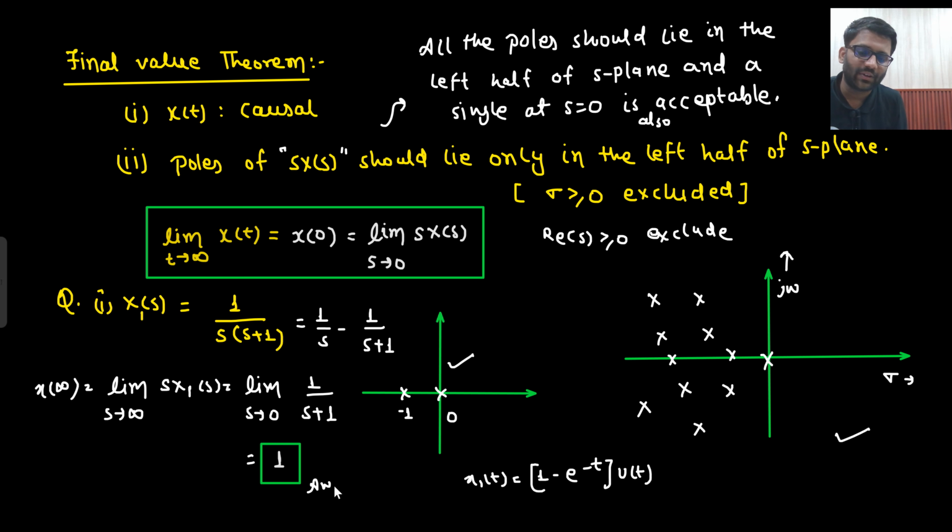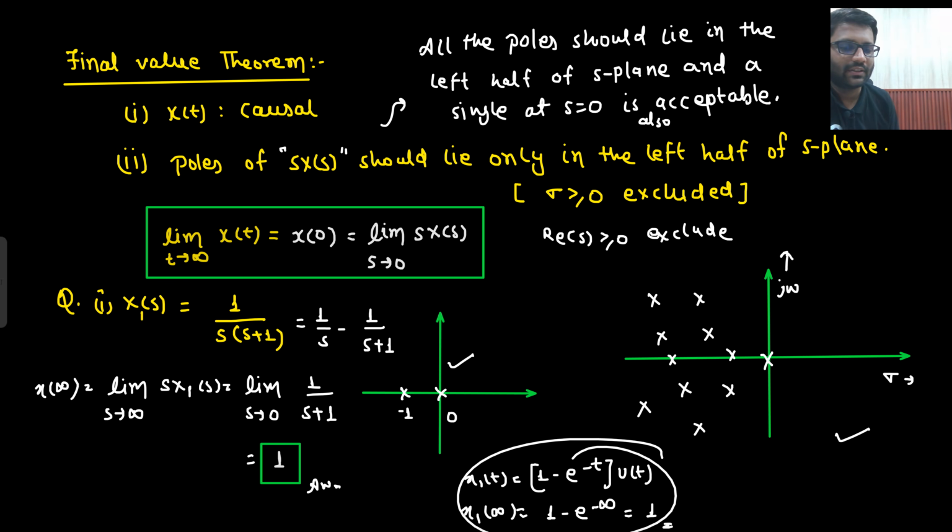You are applying the final value theorem, no? So s tending to 0. And from here as well you can find x1 of infinity. So 1 minus e to the power minus infinity. What would that be? 1 only. So the final value is 1 here. So 1 upon s into s plus 1. For this particular graph, the final value is 1.